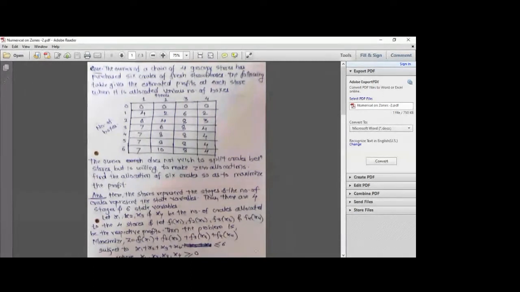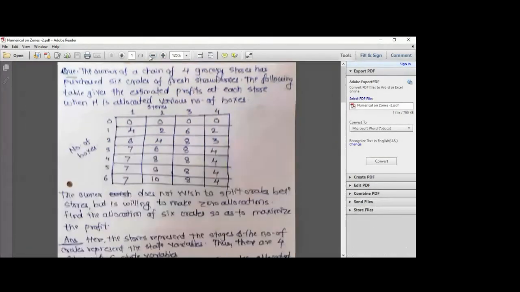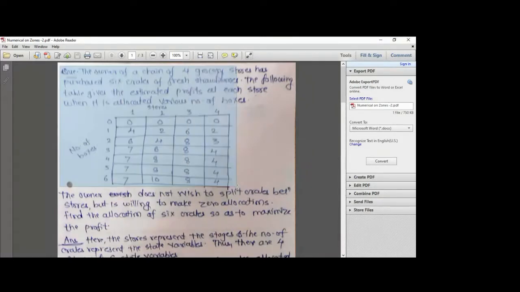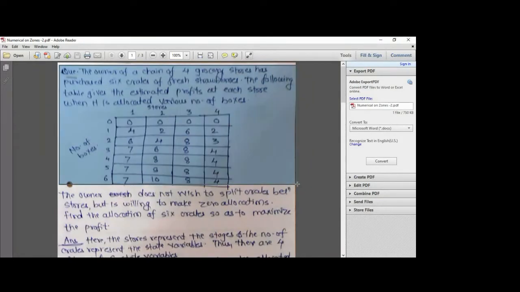So what we are going to see is we are going to deal with a numerical, and then let's see how this is to be attended. A very interesting numerical. The owner of a chain of 4 grocery stores has purchased 6 crates of fresh strawberries.